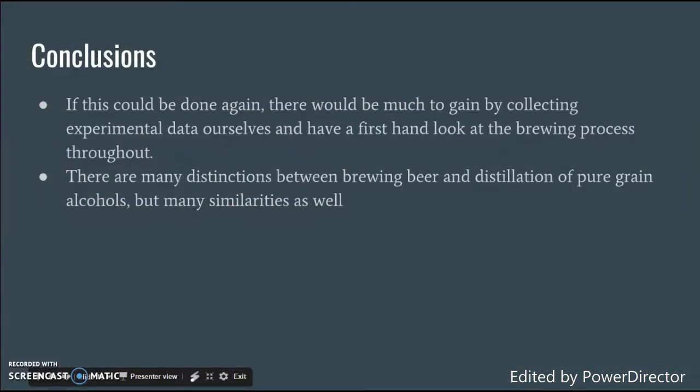In conclusion, we'd like to compare this model to a similar model used in the distillation process of alcohols such as rum, gin, and moonshine, as well as simpler fermentation processes, such as in the making of wine. And if we were to do a project similar to this again, we'd like to find our own experimental data and get more ideas on the many contributing factors of this elaborate process.